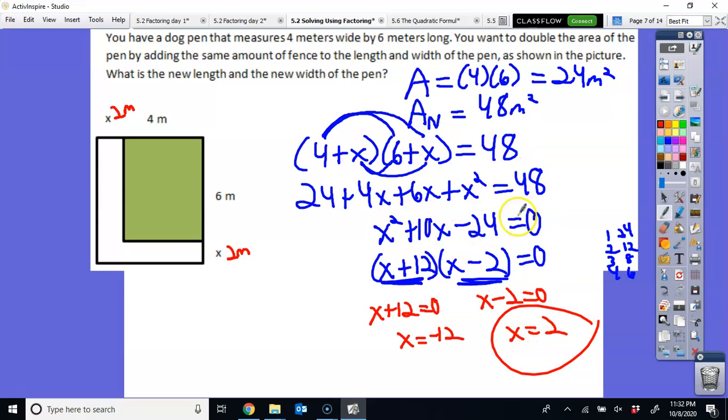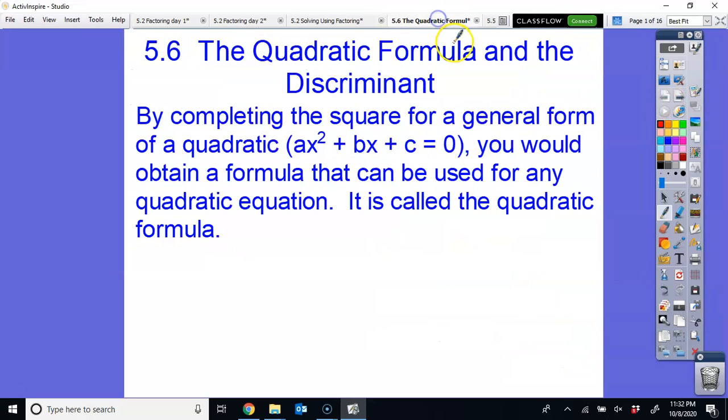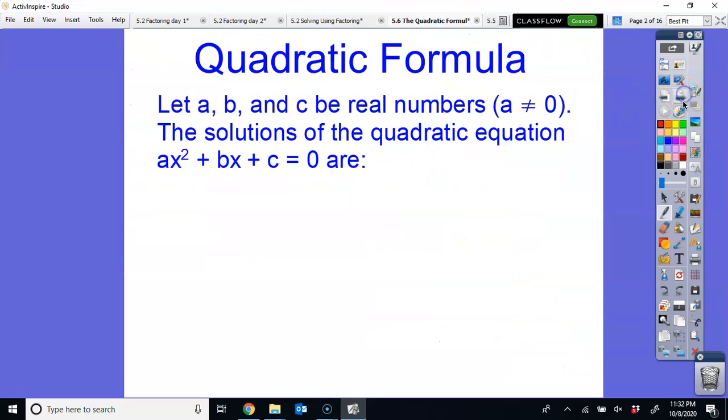Now, some of you are going to look at these and see all these big numbers and start to panic sometimes. You're going to see some ugly fraction numbers. And so there is one more way to solve that I'm going to show you. And this way is using something called the quadratic formula.